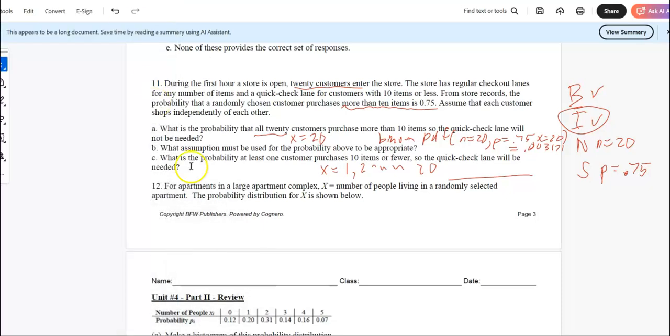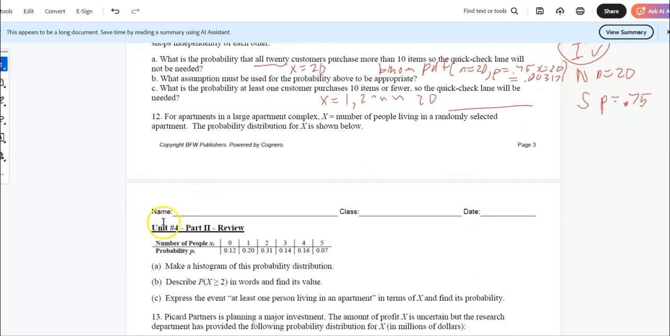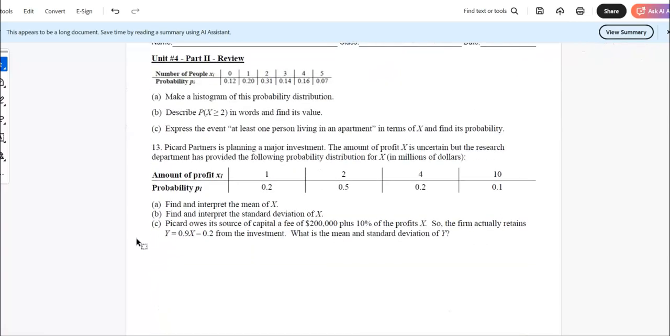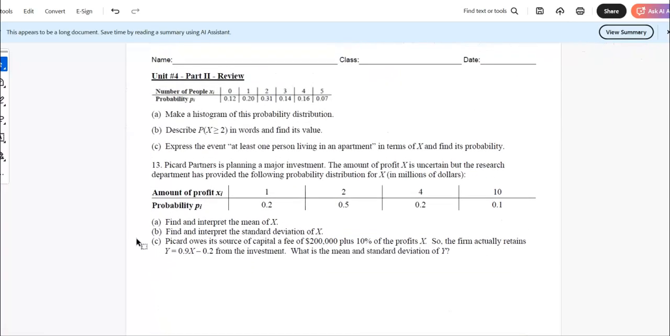For apartments in a large apartment complex, X equals the number of people living in a randomly selected apartment. The probability distribution is shown below. So there it is. Okay, so this is a different question. Make a histogram of this probability distribution.